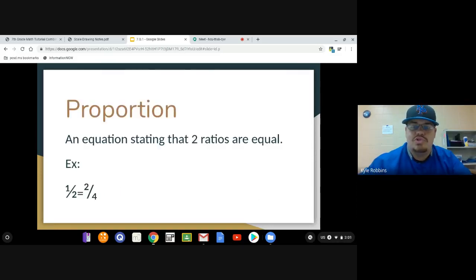The next thing is a proportion. We've done proportions a lot this year, just making sure we've got some prerequisite information again. The definition of a proportion is an equation stating that two ratios are equal. You can write a ratio either way, but for proportions we're going to write them like fractions. For my example, the proportion is 1 to 2 is equal to 2 to 4.